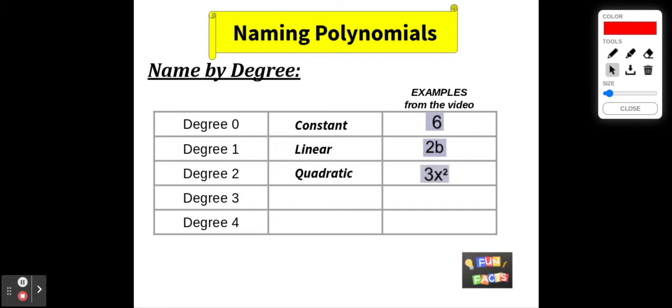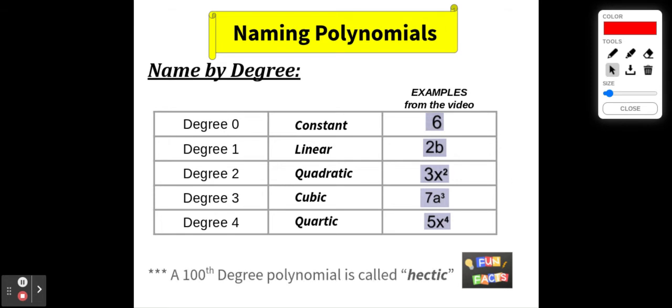A degree of 2 would be a quadratic, for instance 3x to the second power. Because the variable has a degree of 2, second power, we call it quadratic. A degree of 3 would be cubic, for example 7a to the third power. Then degree 4 would be quartic, for example x to the fourth power. It has a degree of 4 because it has the exponent of 4. And just for fun, a 100th degree polynomial is called a hectic. That would be very hectic, wouldn't it?